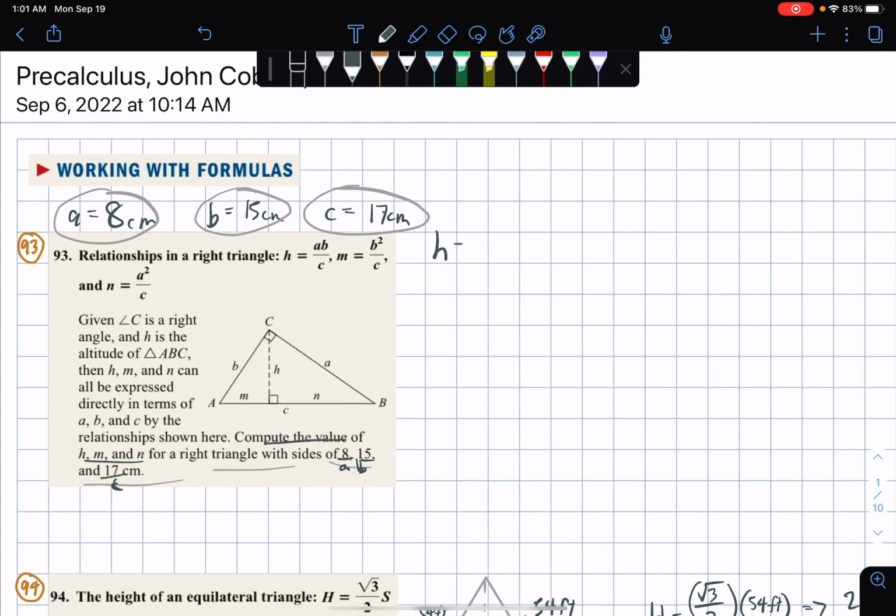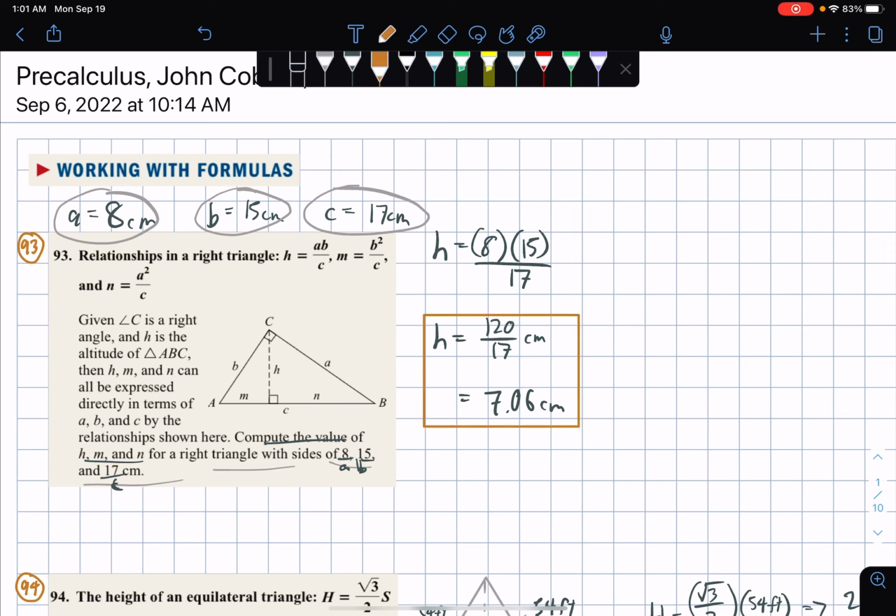Let's start with H. H is equal to A, which is 8, times B, which is 15, divided by C, which is 17. So 8 times 15 divided by 17, we get 120 over 17 centimeters, or in other words, 7.06 centimeters. This is the value of H.